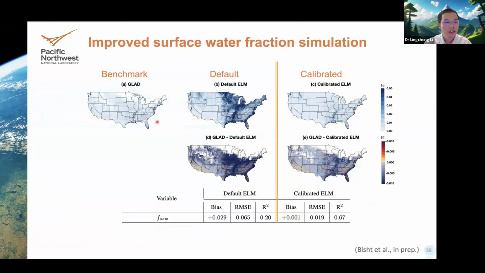Here are the simulations for the water surface fractions. So this is the benchmark, this is the default simulation, and this is calibrated. And after the calibration, you can see the calibrated data improves the overestimate of the water surface fractions, and the R-square improved from 0.2 to about 0.7, and the biases reduced from 0.29 to 0.001. So it's largely improved when you look at the spatial patterns of the biases.